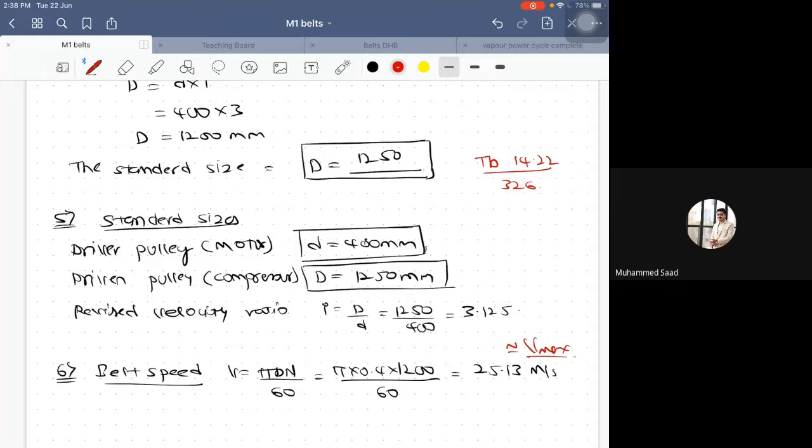Yes. So Vmax value was 25, I guess. You have taken it while you are selecting the type of belt.